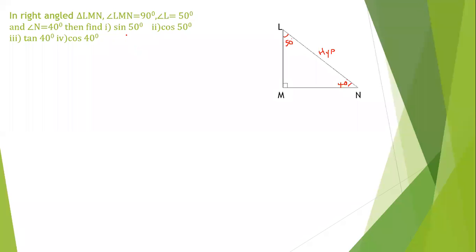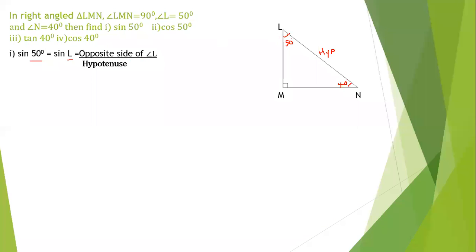Now, we need to find sine 50 degree. So first we will write sine 50 degree is equal to, now see, they have asked us 50 degree. Then we will write first the name of that angle, that is angle L. So we need to find sine L. And the formula is opposite side of angle L upon hypotenuse.